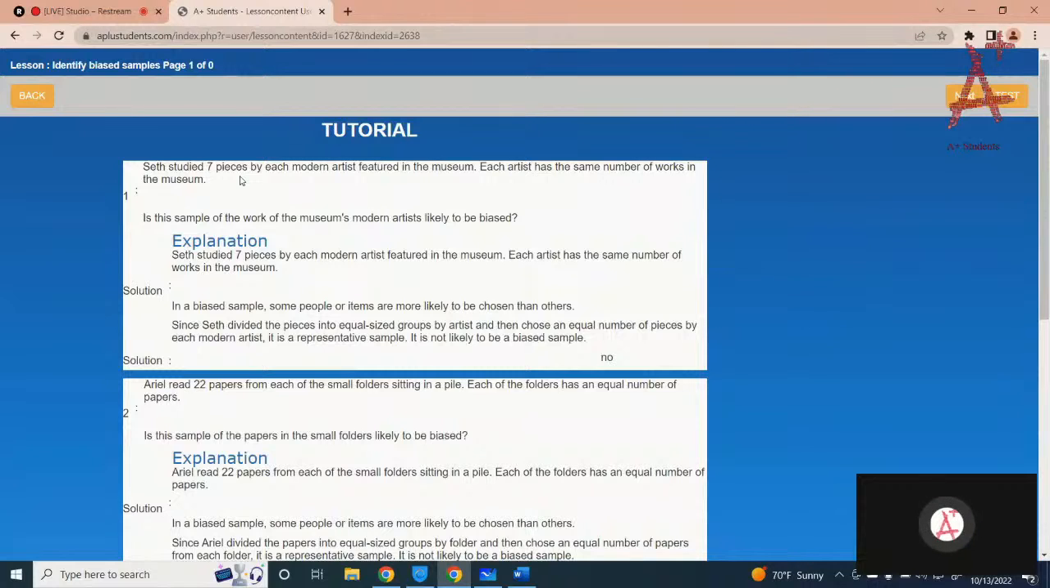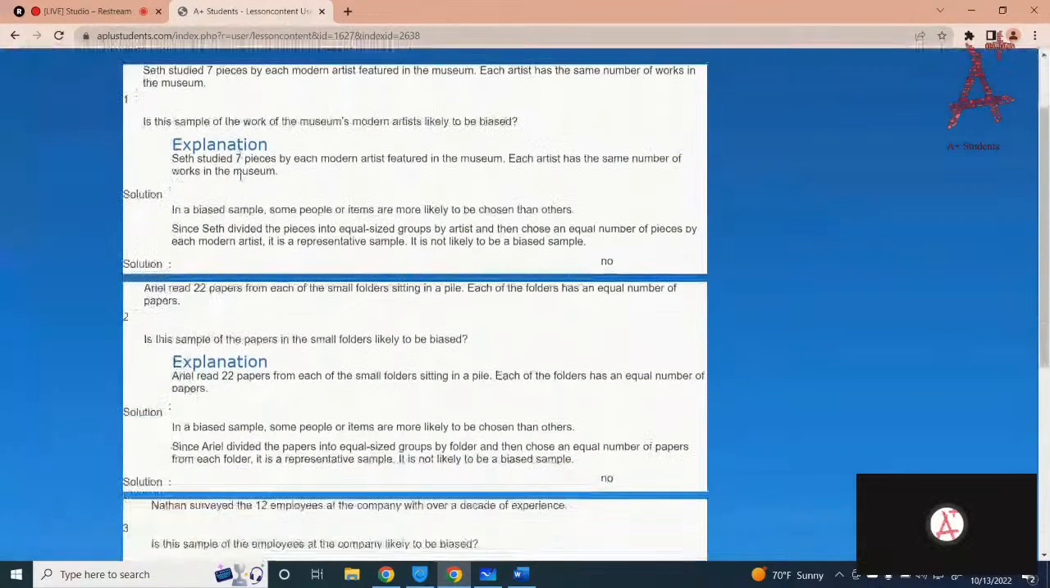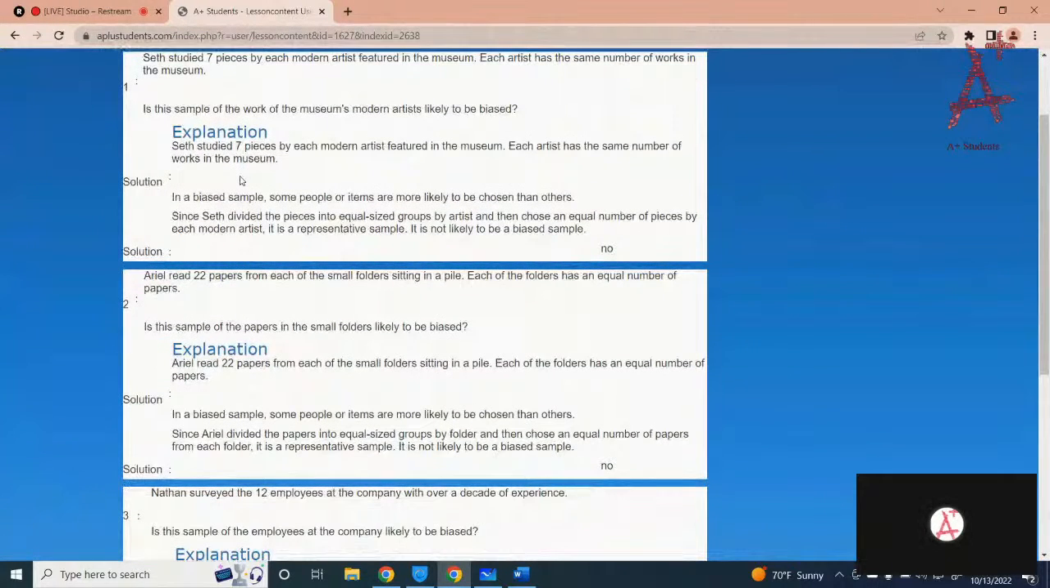Okay, the next example is: Ariel read 22 papers from each of the small folders sitting in a pile. Each of the folders has an equal number of papers. Got it? 22 papers from each group, and each folder has an equal number of papers. Got it? So we need to see, is this sample of papers in the small folders likely to be biased?